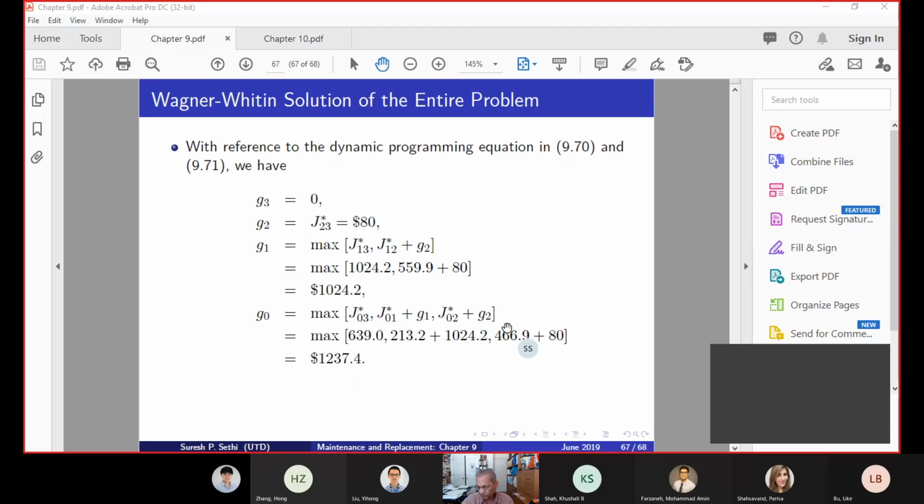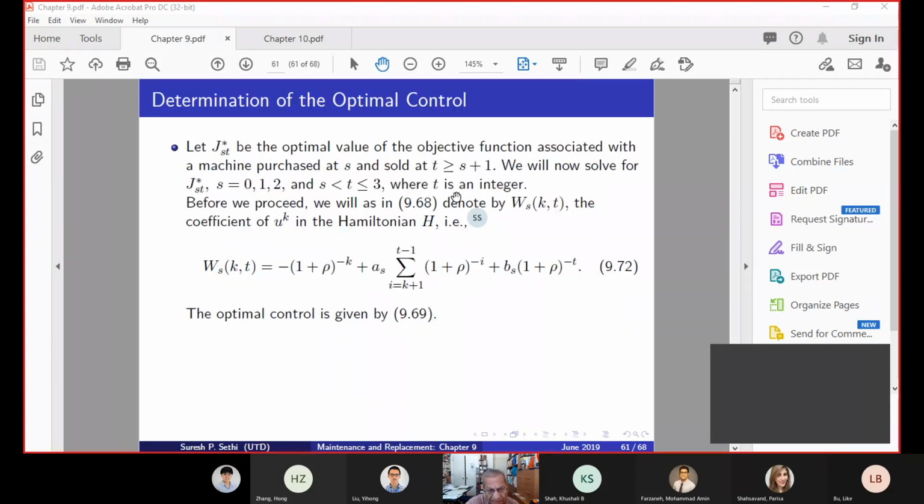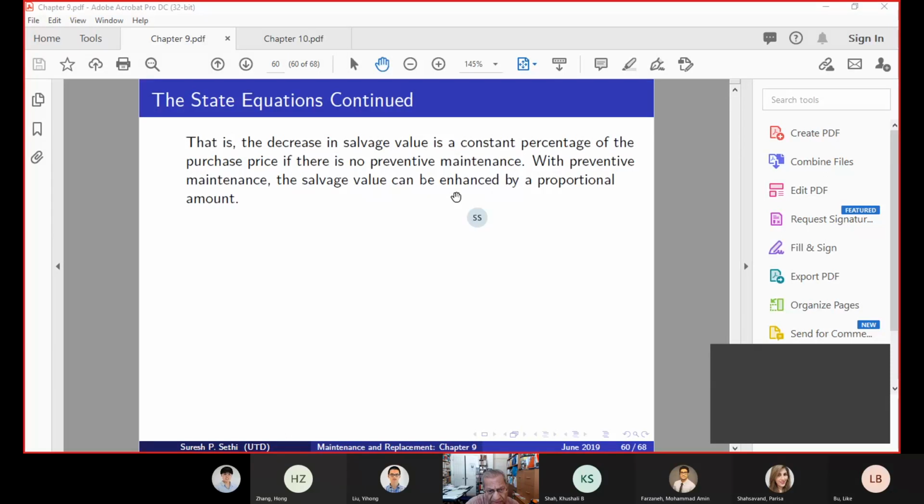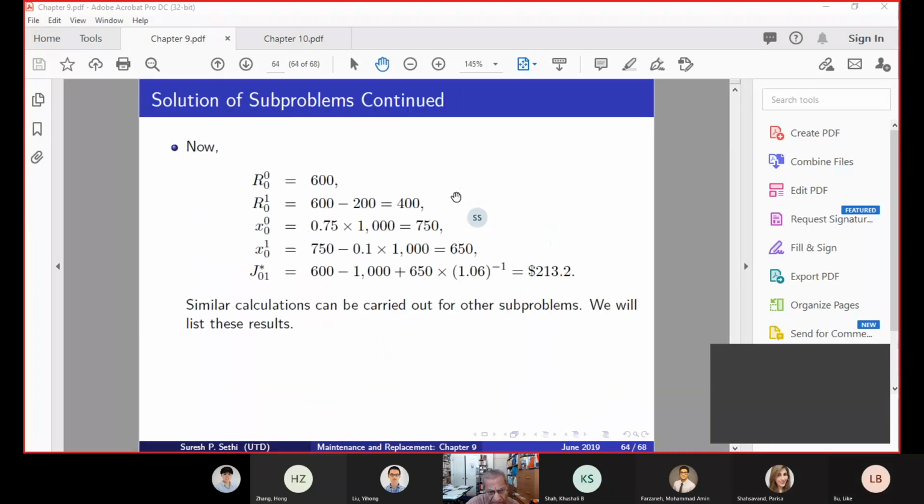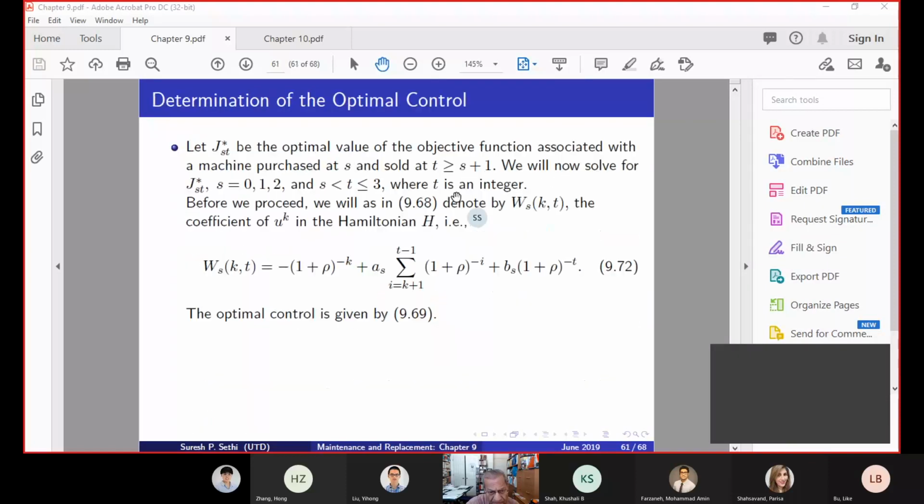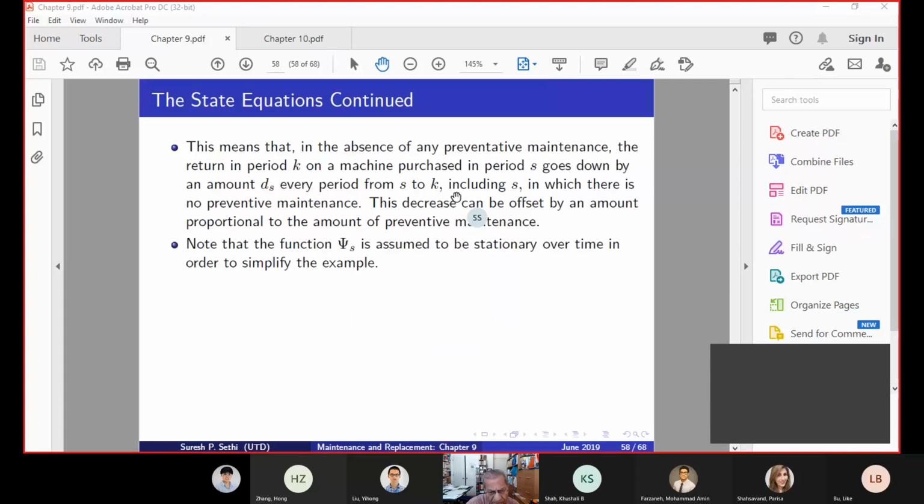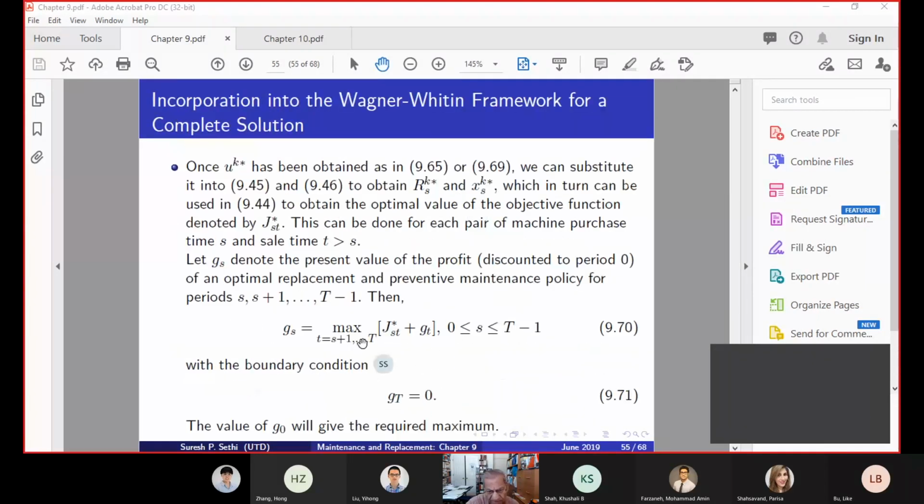Now the Wagner-Whitin, which is a special case of dynamic programming. It's a simpler version of dynamic programming, particularly for large size problems like this one. G3 is zero, we know that. This was the beginning of the equation here. We had defined this. What we're doing now is solving this. We have J_ST star for every S and T, and now we are trying to find out G_S, starting with G_T equal to zero. So we start with G_T equal to zero, we have all of these, and we solve this Wagner-Whitin equation this way.